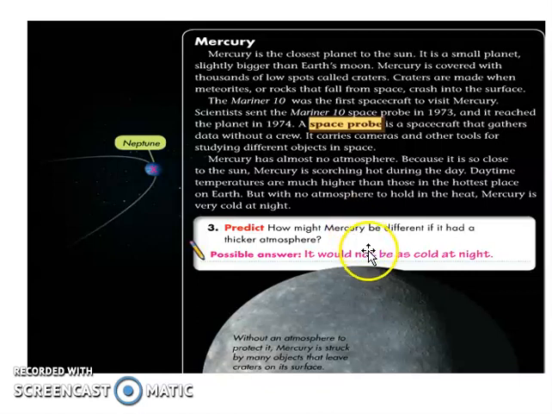So in number 3, how might Mercury be different if it had a thicker atmosphere? It would not be cold at night. Okay? So by the way, this is the answer, girls, in question number 2, Neptune. So you need to cross it out.